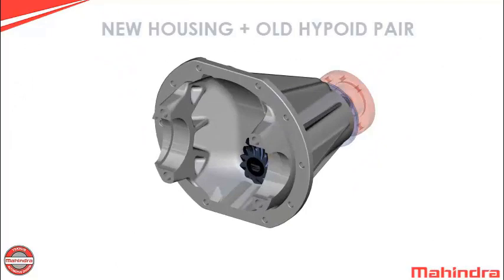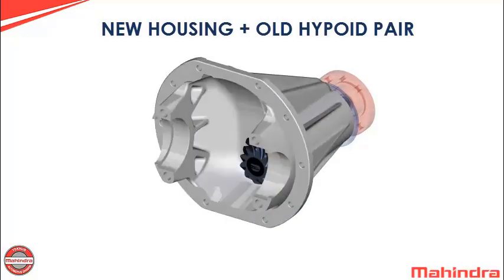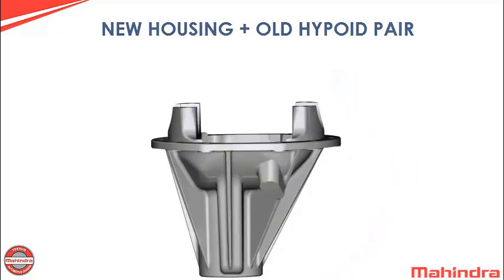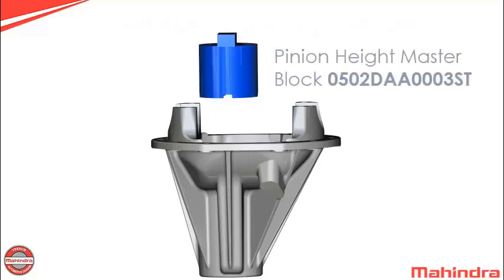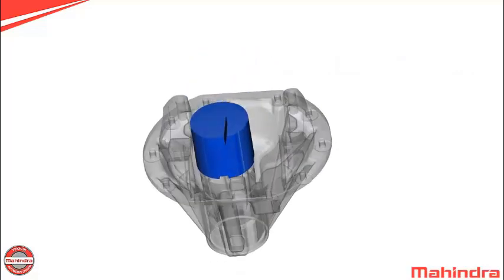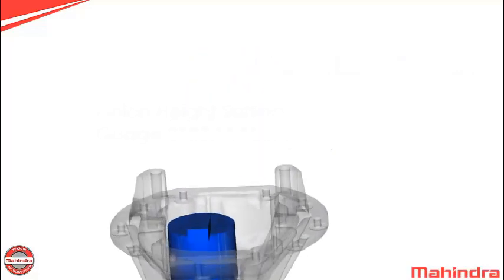New housing plus old hypoid pair. In second situation, if we replace only housing, we need to follow this procedure. Take a new empty housing. Mount this housing vertically on the work stand. This is a pinion height master block 0502 DAA 0003 ST. Locate this master block vertically in the housing pinion bore.